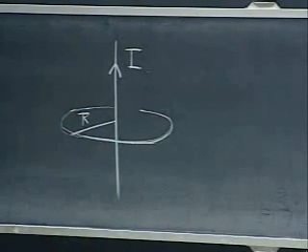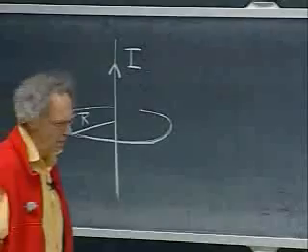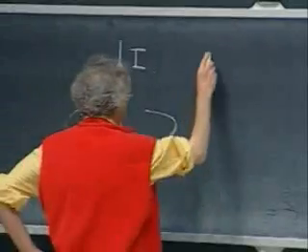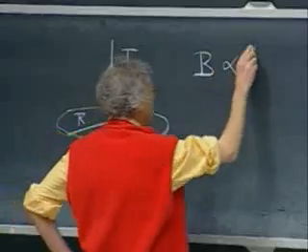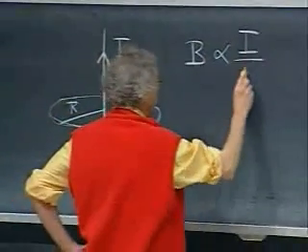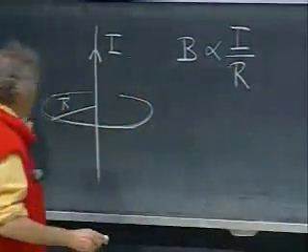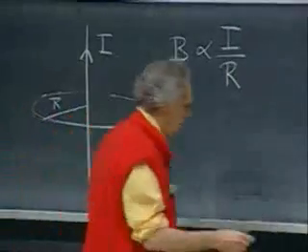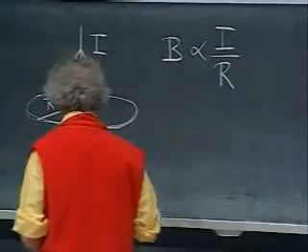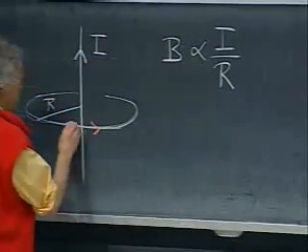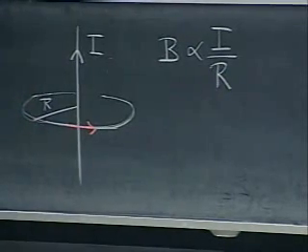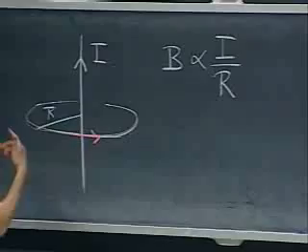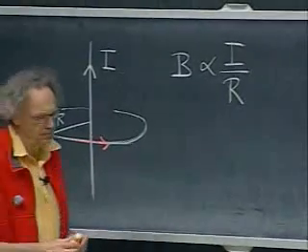And if that circle has a radius r, then the magnetic field, that's an experimental fact, is proportional to the current I, and it's inversely proportional to the radius of that circle. By convention, the direction of the magnetic field is given by the right-hand corkscrew. Rotate this way, the current goes up.